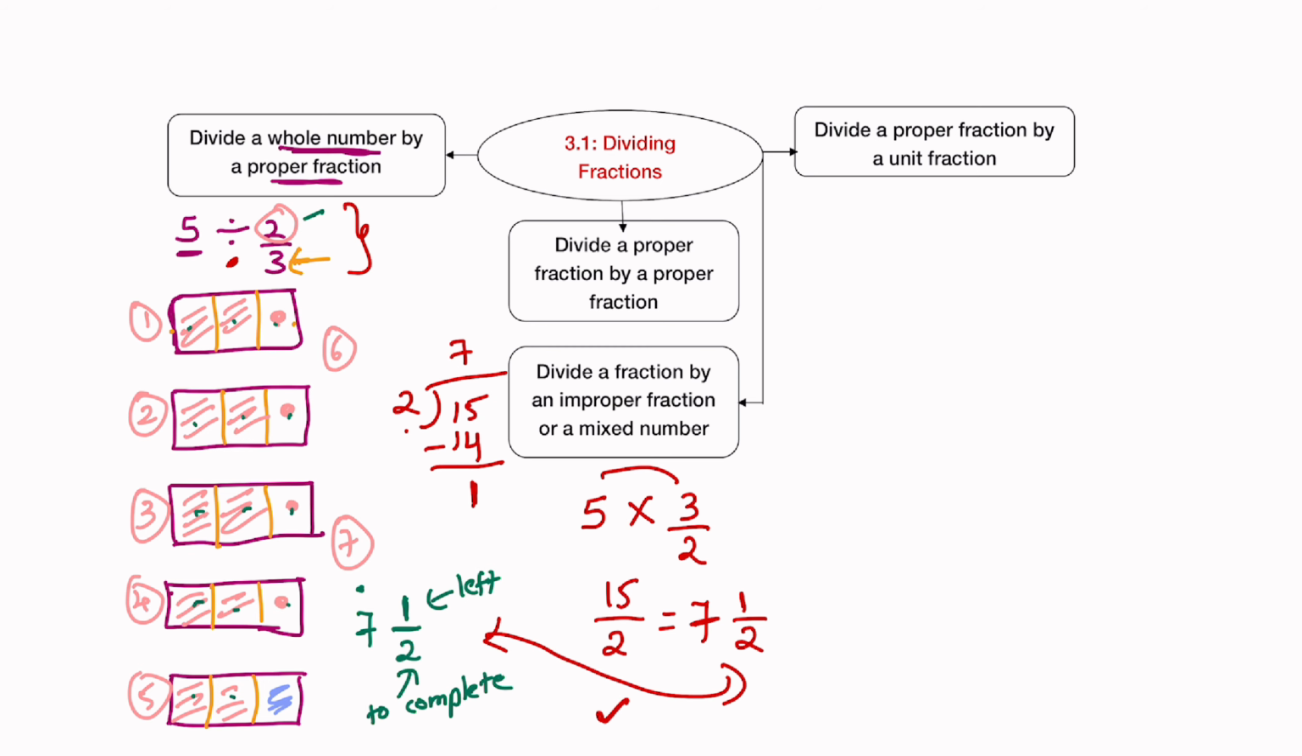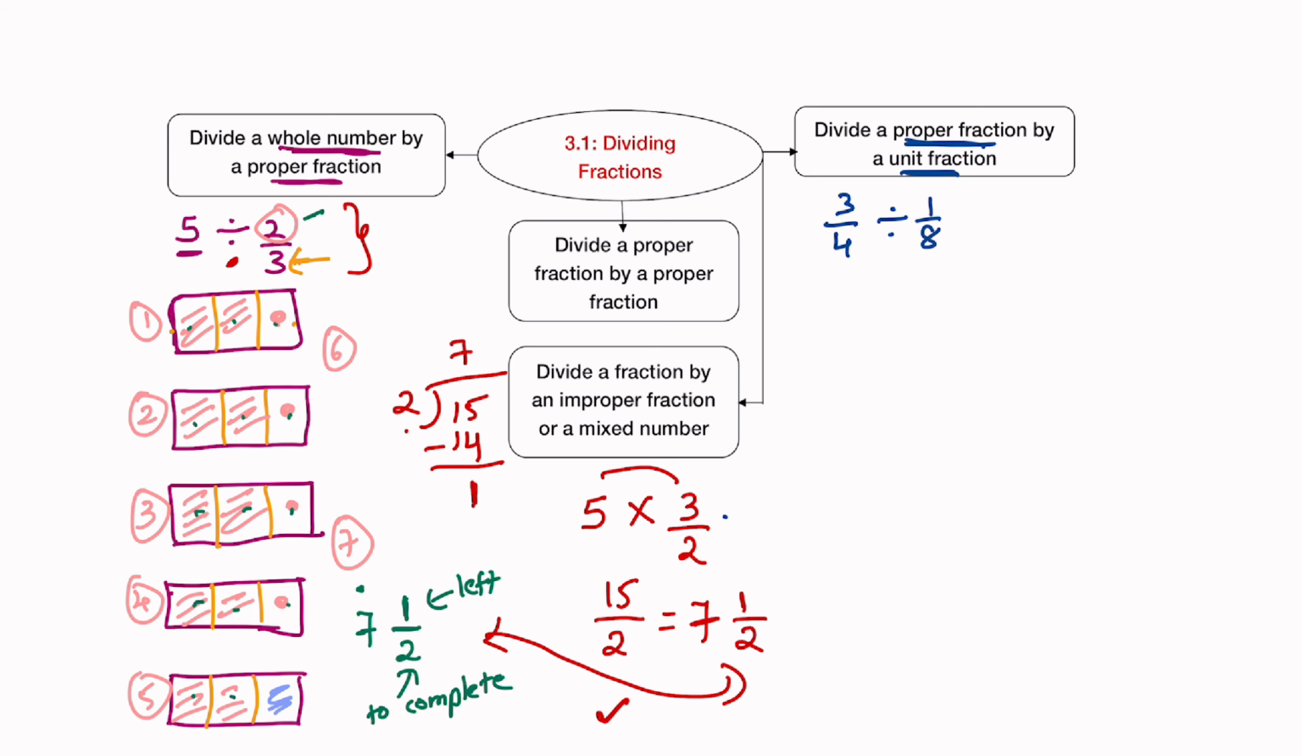It says divide a proper fraction by a unit fraction. Proper fraction meaning numerator is smaller than denominator, like 2 upon 3 here was a proper fraction. This is not a proper fraction. It's called improper fraction because your numerator is greater than denominator. And by unit fraction, it means your numerator will have 1. Okay, so let's take an example of 3 by 4 divided with 1 by 8.